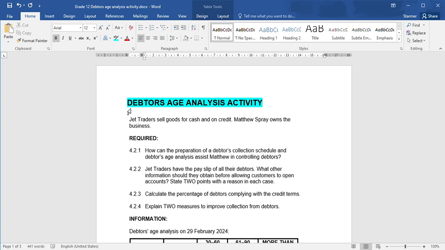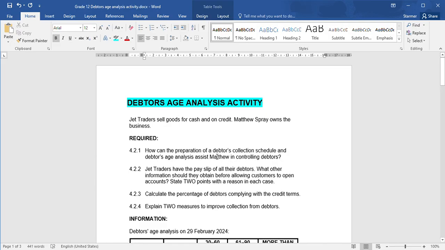This question was taken from a past matric paper. Alright, if you look at what is required here, the first thing they ask you is how the preparation of a debtor's collection schedule and debtor's age analysis will assist Matthew in controlling debtors. Now, debtor's collection schedule is what you actually cover in cash budgets, which you haven't done yet this year.